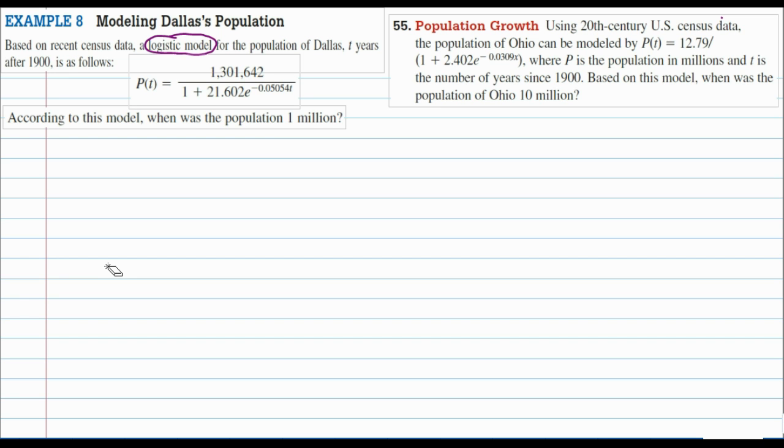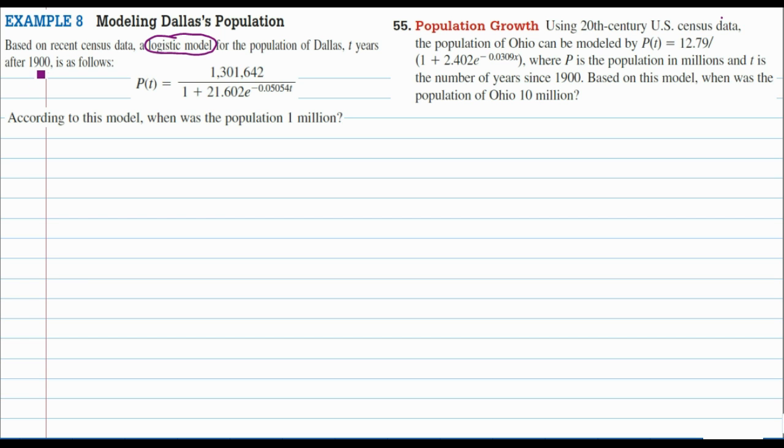So we're going to study some logistic models for population. They gave us the formula for this one. So we want to know, when will the population be a million? Well, the window for this one's a little bit easier than exponential growth because I know that my limit to growth is 1.3 million, or 1,301,000. So I'm going to make my Y max like 1.75 million, so 1,750,000.